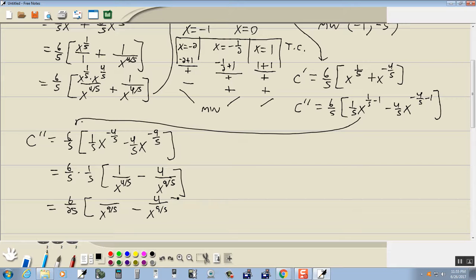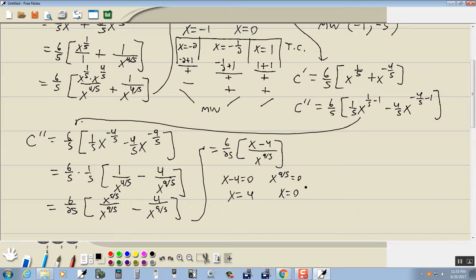Now this one already has the x to the 9/5, so we're fine here. Here we multiply the bottom part by x to the 5/5. We have to multiply the top part by x to the 5/5. So we're going to have 6 over 25, and that's x minus 4 over x to the 9/5. Okay. Now for our critical values. You set top equal to 0, x minus 4 equal to 0, and set the bottom equal to 0. And we get x is equal to 4 and x is equal to 0.